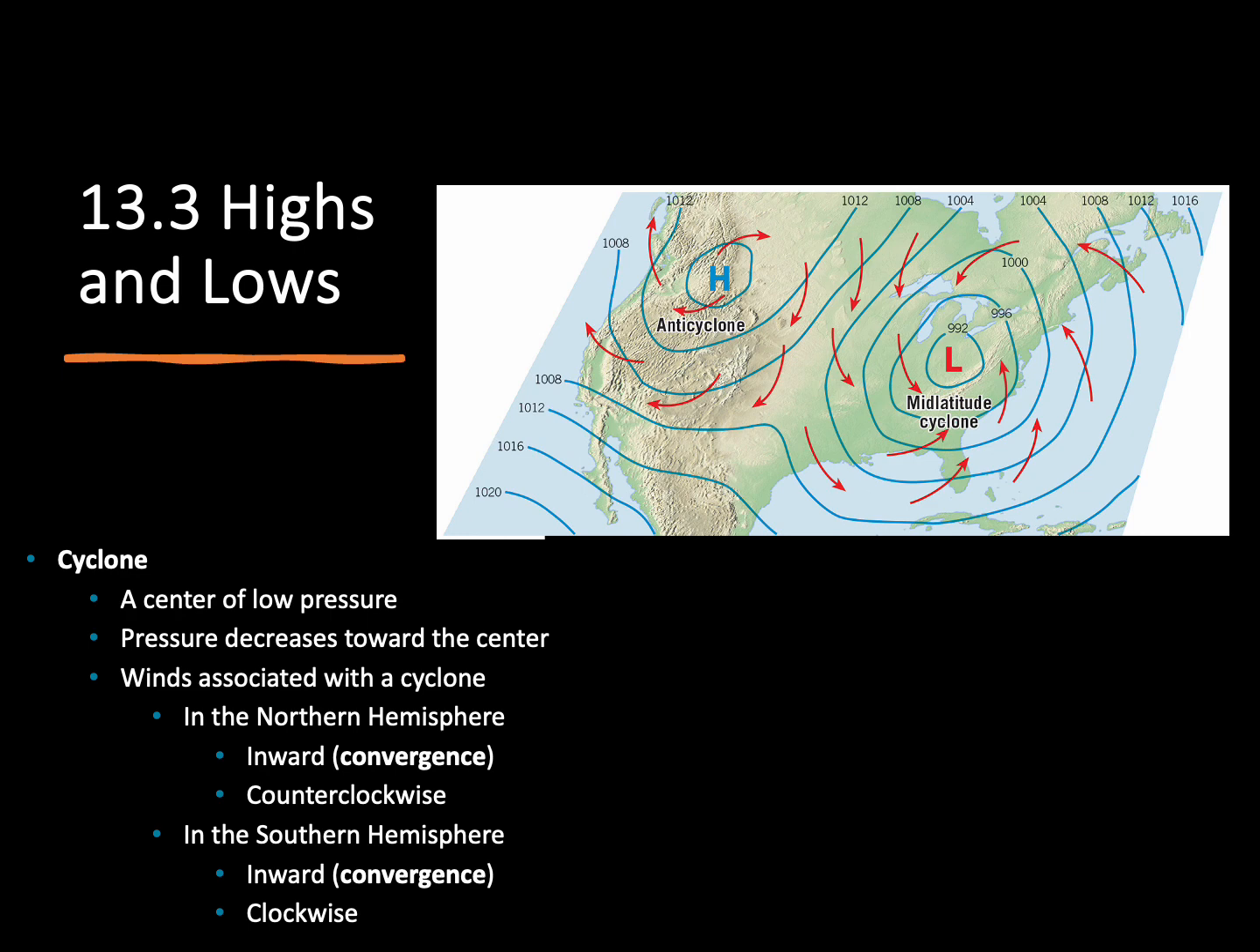Knowing that this is a low pressure center and air is always moving towards low pressure, we know that this is going to have inward moving air. The air is converging, or gathering, towards the center because it's low pressure. But if we're in the northern hemisphere, we're going to see that this cyclone is spinning counterclockwise, whereas in the southern hemisphere, this cyclone is going to spin clockwise. And here the difference between our two hemispheres is all due to that Coriolis effect.